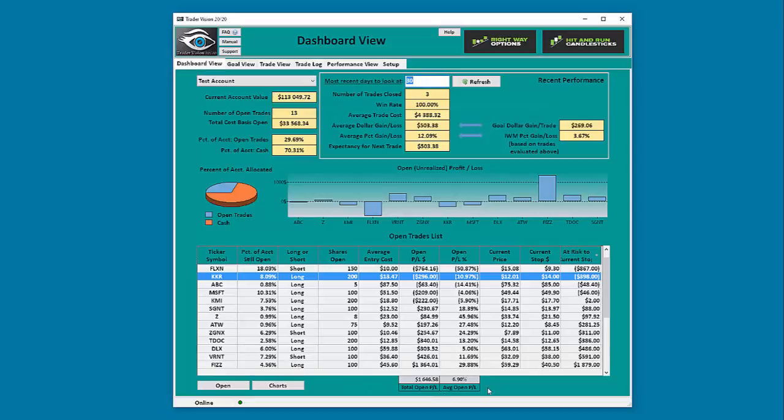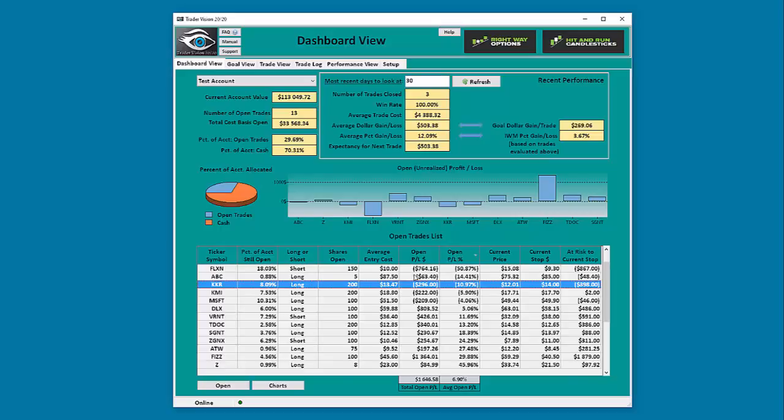You'll see here that we have some statistical summaries that give us our total open profit and loss in both dollars and percentage terms. And that's really it for the dashboard. It's intended to be a spot to give a quick summary of what's going on, allow for quick sorting of current positions, which will allow you to determine where to focus first in a situation where perhaps the market is moving fast and you need to make adjustments.